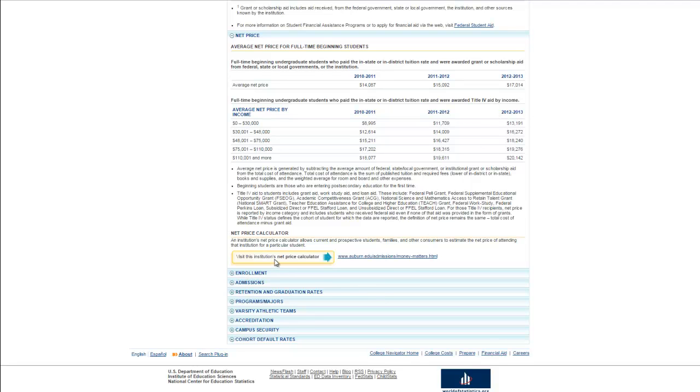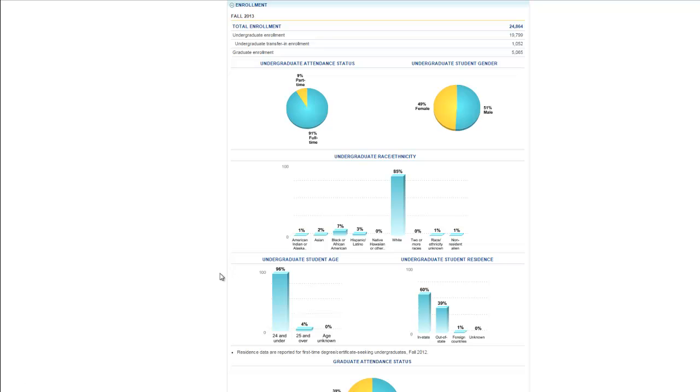Now, this is that institutional net price calculator that not all institutions have, but it can tell you, if you enter your ACT score and if you've already filled out your federal application for student aid, then you would be able to enter your expected family contribution, and it can tell you what you might expect to pay. All right, going on to enrollment.